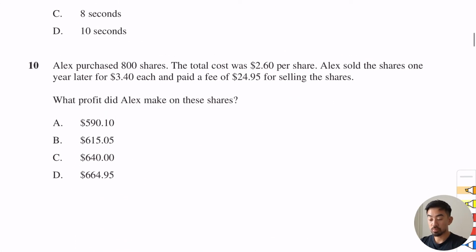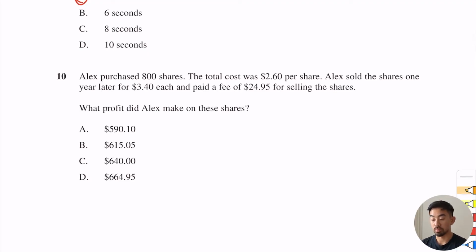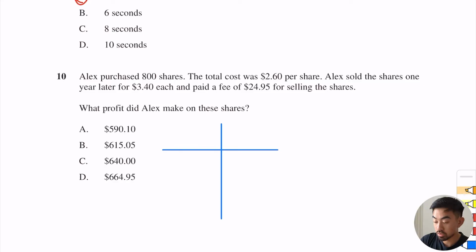Question 10, Alex purchased 800 shares. The total cost was $2.60 per share. Alex sold the shares 1 year later for $3.40 each and paid a fee of $24.95 for selling the shares. What profit did Alex make on these shares? Okay, so when it comes to these questions of buying and selling, I like to draw a table out. Just a small table that's going to have what he sold it for, what he bought it for, and then also the brokerage.